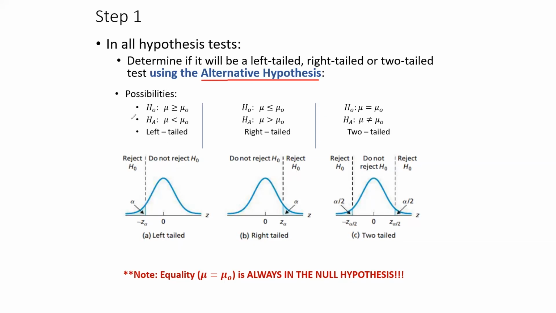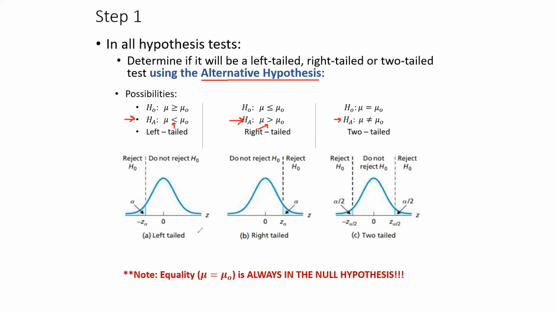So I'm focusing on the alternatives in each case, and I'm looking at the inequality and seeing which way it points. This one points left, right? So this is left tail. This one points right, so it's right-tailed. And if it's an inequality, it's two-tailed.